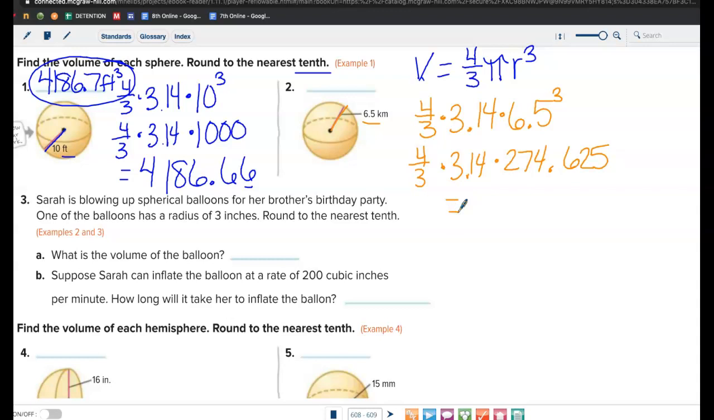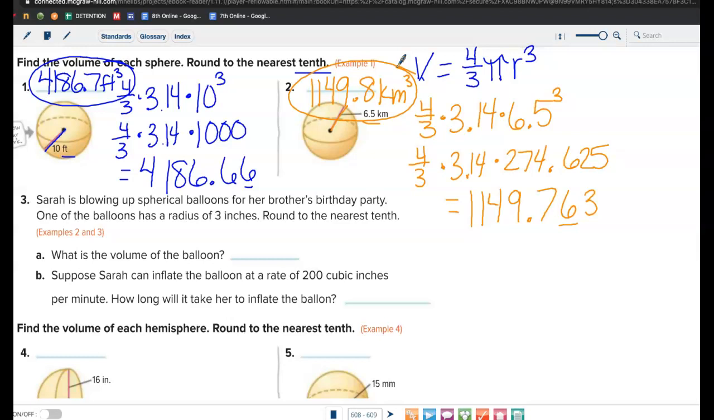You will get 1,149 and 0.763333, and it goes on forever. Since I'm rounding to the nearest tenth, this 6 tells my 7 to go up. So my final answer will be 1,149 and 8/10 kilometers cubed.